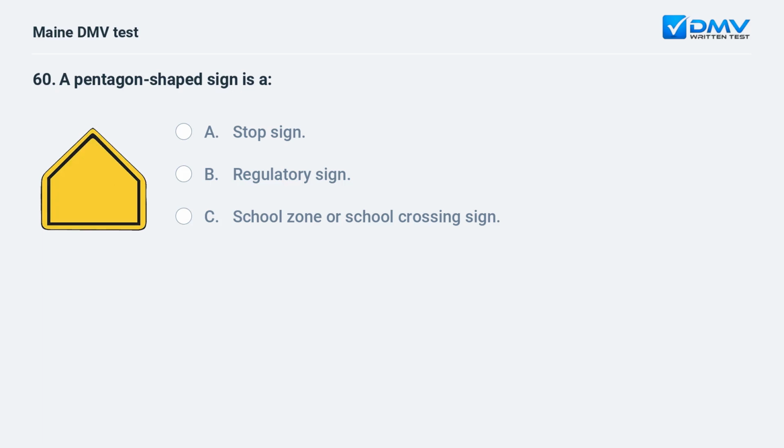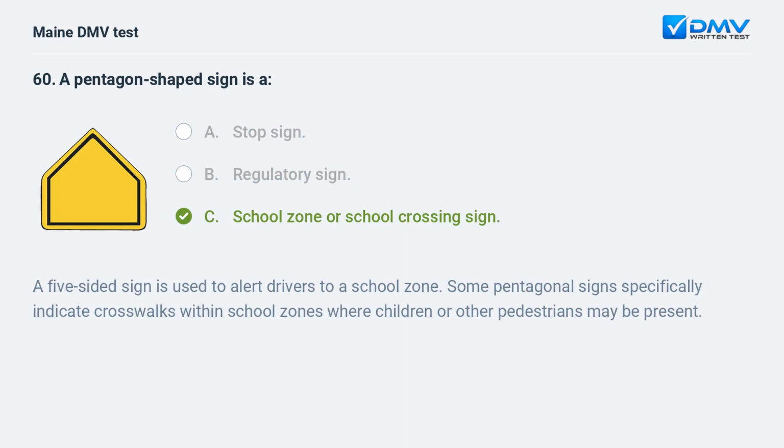A pentagon-shaped sign is a A. Stop sign. B. Regulatory sign. C. School zone or school crossing sign. C. School zone or school crossing sign. A five-sided sign is used to alert drivers to a school zone. Some pentagonal signs specifically indicate crosswalks within school zones where children or other pedestrians may be present.